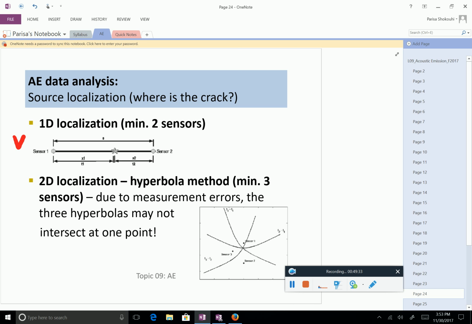So, yeah, the equations are simple. I don't even have to write. If you have T0, then T1 minus T0 would be X1 over V, and then you have T2 minus T0, and X2 is just S minus X1 over V. And the velocity is a big issue, what the velocity is, and it's really beyond what we can discuss here, but there are methods that we can theoretically think of.